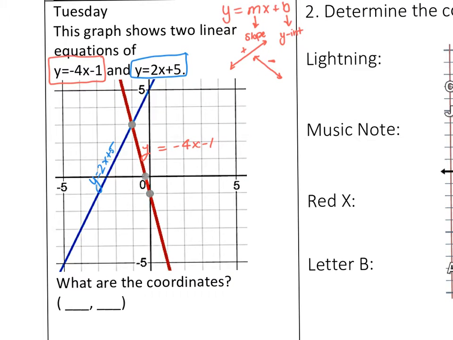So we have a slope that's negative, and it's indicated by the shape of the red line. And that's why I put that equation there. And the slope that's positive is that blue line, which I put the blue equation on top.